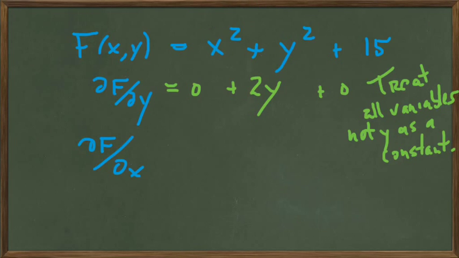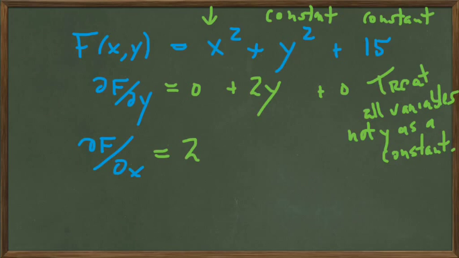Then what happens if we want to take the partial of f with respect to x? Then everything that is not the variable x is treated as if it's a constant. So the y squared is a constant, and of course the 15 we already knew was a constant. So when we take the partial with respect to x, in differentiating this first term, we just take its derivative as we normally would. We get 2x, and then we get plus 0, plus 0.